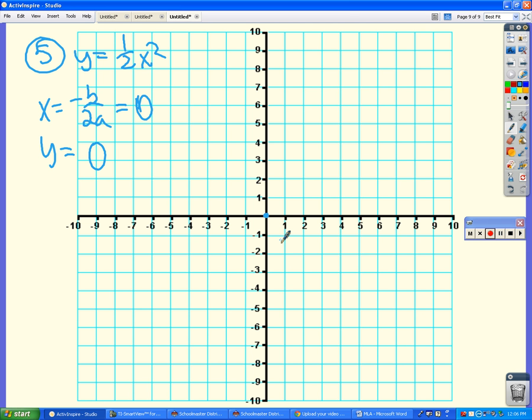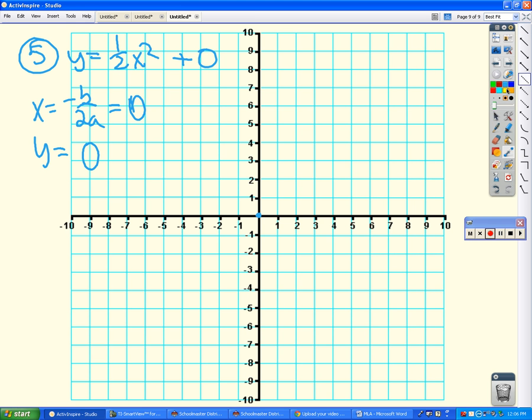Where does this cross the y-axis? At 0, because remember that's what the c is for, the number on the end. But I already knew that. So this is one of those weird special cases where, what do I do now? Straight line. Okay, good. This is going to be my axis of symmetry right down the middle there.